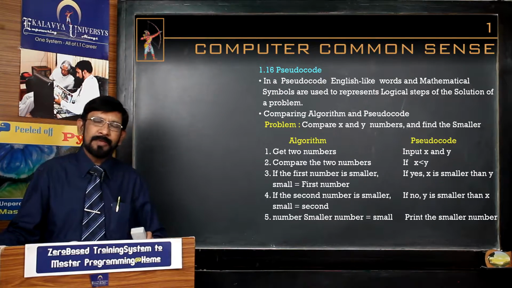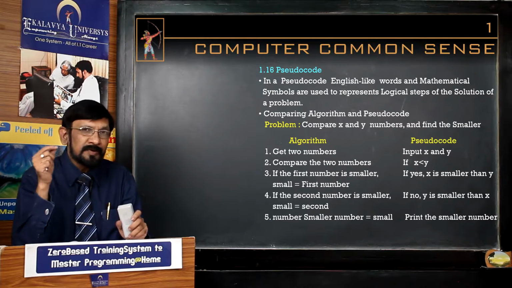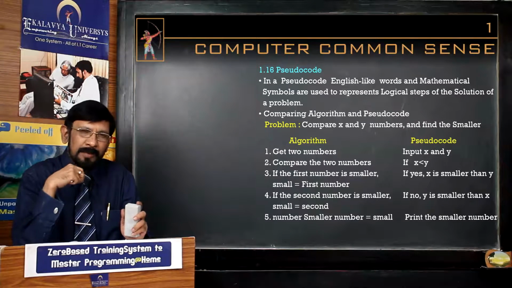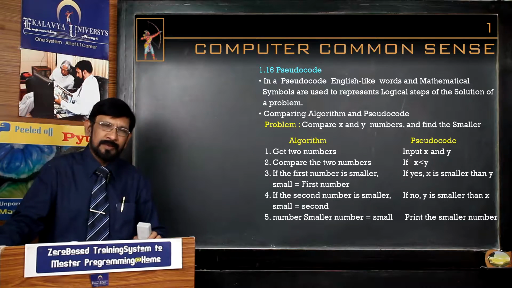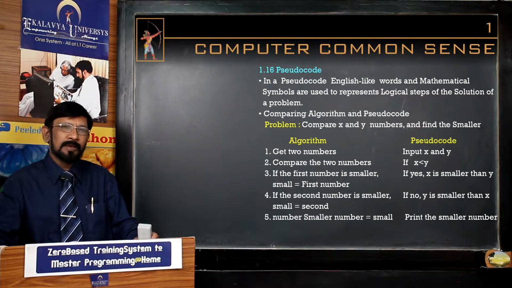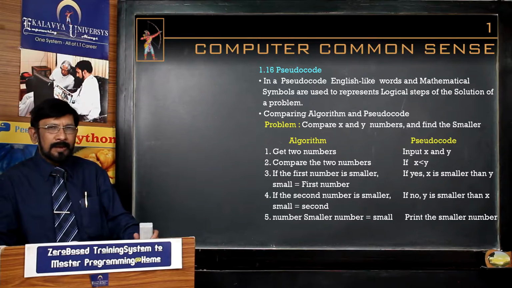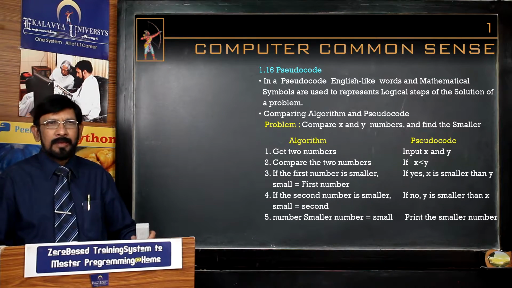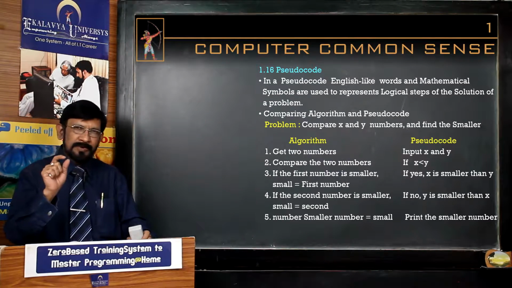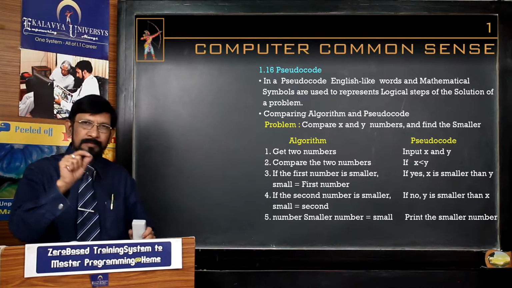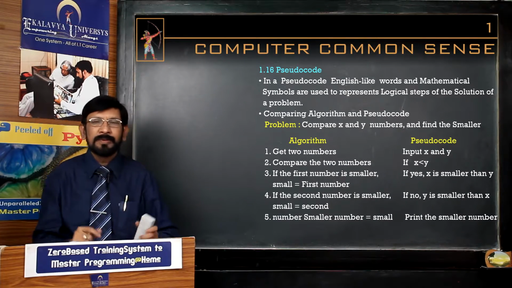For example, if, else, while, such type of words which are language oriented words, such words can be used in the pseudocode. Apart from that, some mathematical as well as logical operators can be used. For example, greater than or equal to, lesser than or equal to, double equal to, not equal to, symbols like that we can use. Because of this reason, it is closer to actual code, and writing actual code depending on the pseudocode will be much easier.